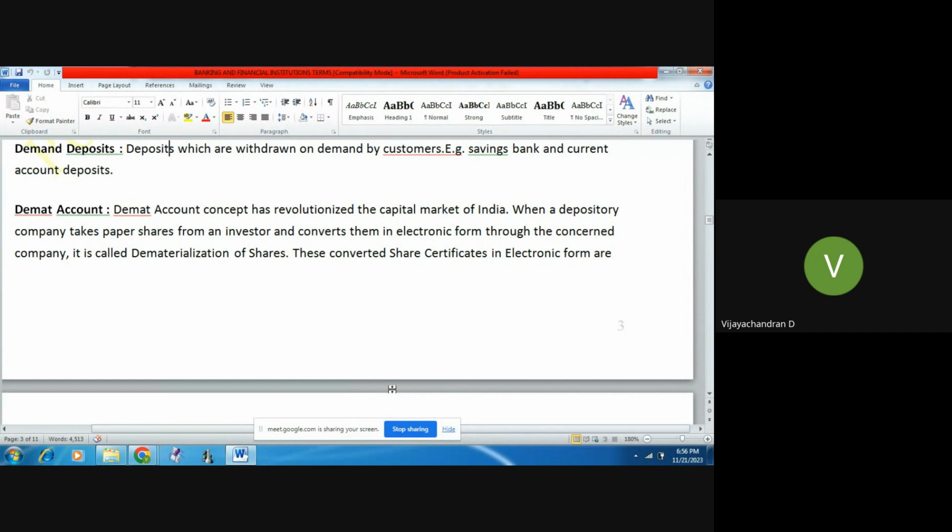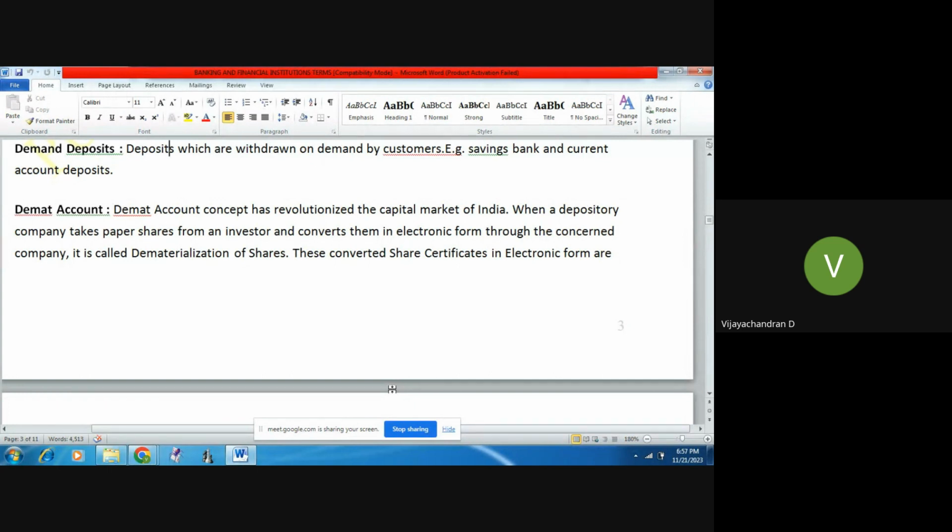Just like, for example, an ATM card. In the ATM card, the money will be in electronic form. So it will not be in physical currency. You are not having money in physical currencies. So it will be transferred electronically. The same way, in the Demat account, you have to buy the share or sell the share through the Demat account, electronically.